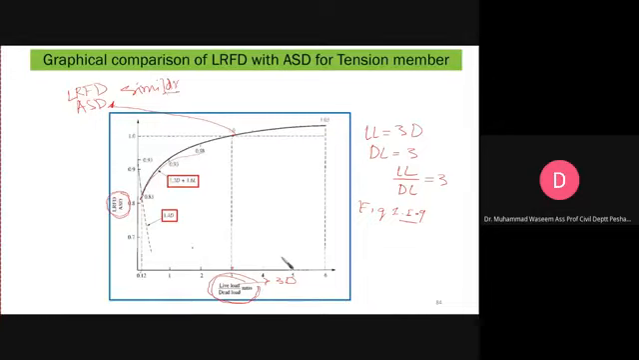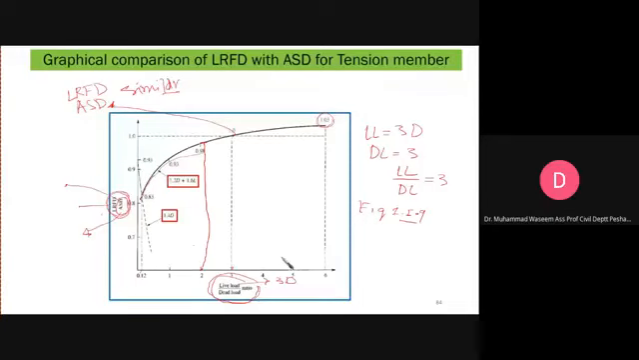Now if the live load to dead load ratio is 2, if you project this line here, it will intersect somewhere here. So ASD will result in a larger cross section as compared to LRFD. When the live load to dead load ratio is less than 3, ASD will be conservative. If the ratio is larger than 3, LRFD will be conservative, but this will be about 3%. For explanation, you can refer to this one.